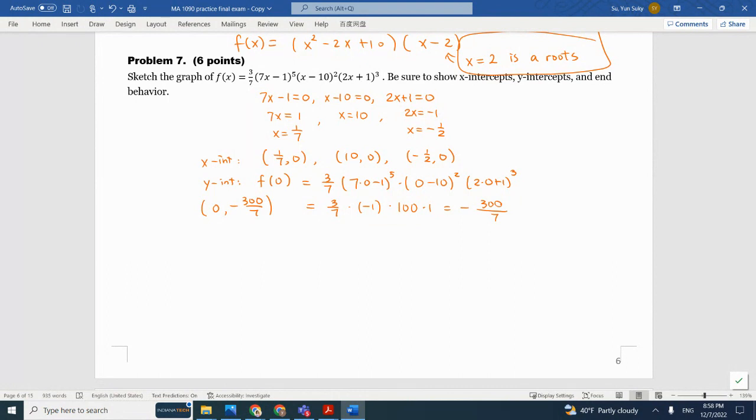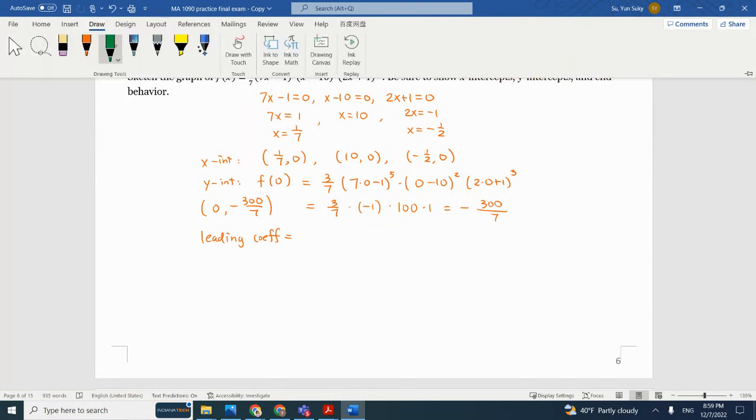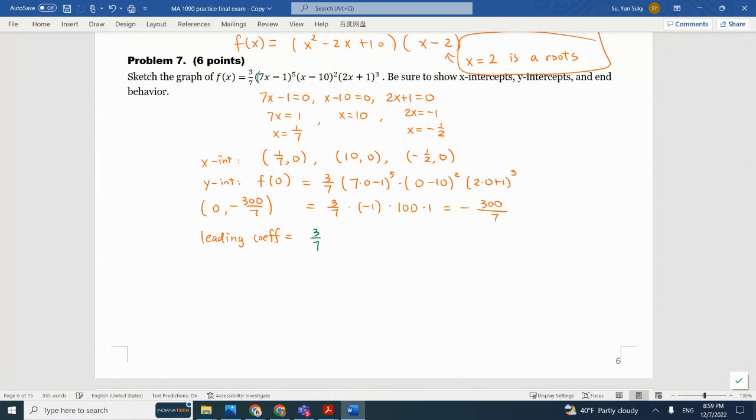That's the y-intercept. How about the leading coefficient? Well, for the leading coefficient, you look at the coefficient of x in each factor and multiply them. So here, 3 over 7 stays here. Let me use a different color so you can see. Let's use green, so 3 over 7. And then the coefficient of x is 7, but don't forget the 5th power. So 7 to the 5th.